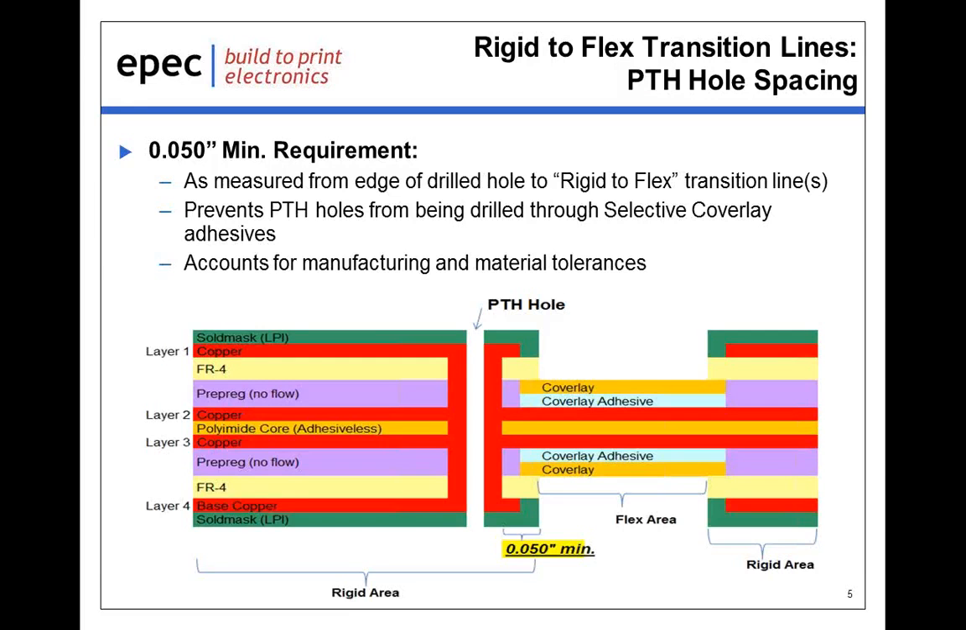And this is an important element in maintaining this 50 thou minimum requirement to ensure that the vias are not being drilled through the coverlay that will engage the rigid areas by a small amount. This spacing accounts for accumulation of all of the various manufacturing and material tolerances that are present in the process. And by eliminating the vias from being drilled through the coverlay, it dramatically improves the reliability of those vias.